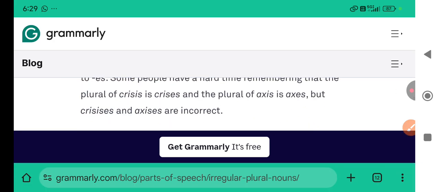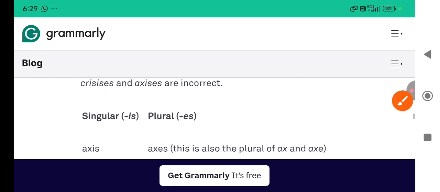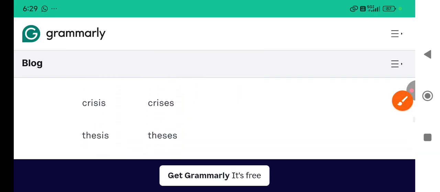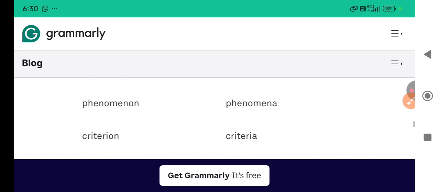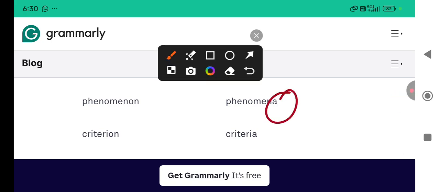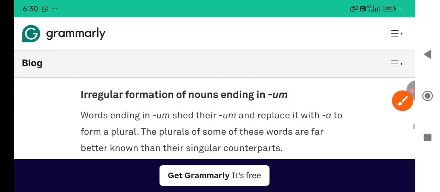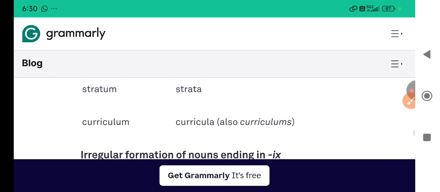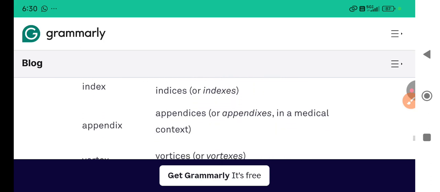One more: words ending in is, like crisis, become plural differently, with the I becoming E: analysis, analyses; crisis, crises; thesis, theses. The next category: phenomenon, phenomena; criterion, criteria; datum, data; memorandum, memoranda; bacterium, bacteria; stratum, strata; curriculum, curricula; index, indices; appendix, appendices.